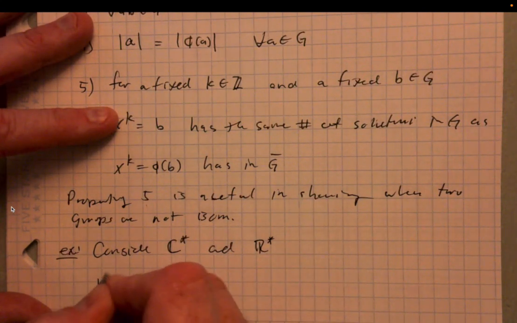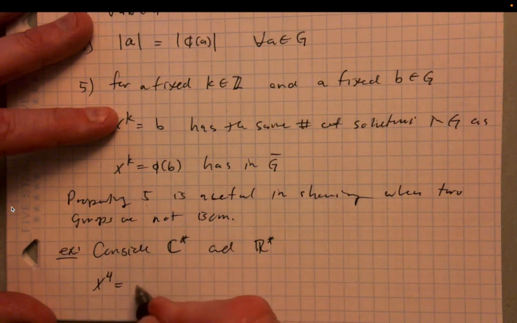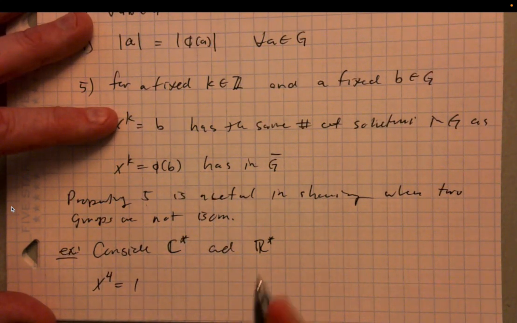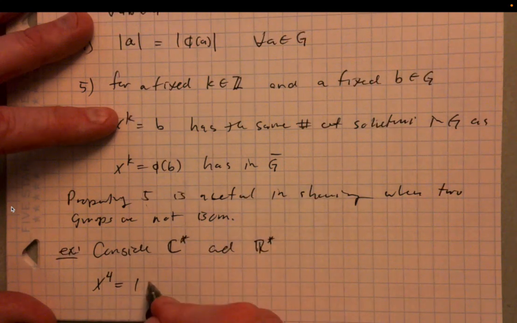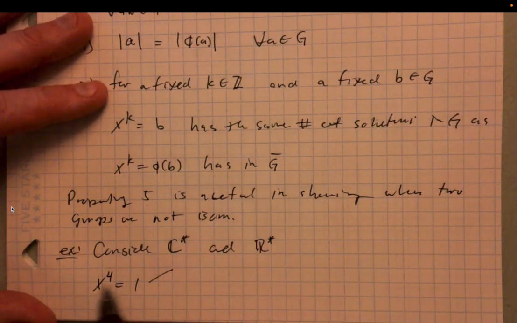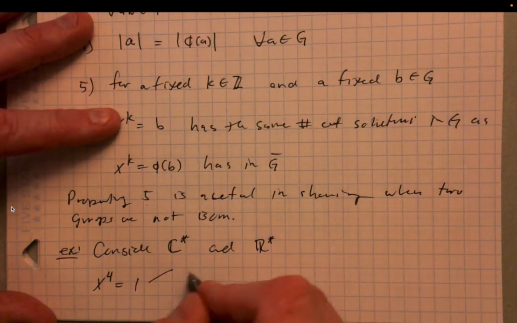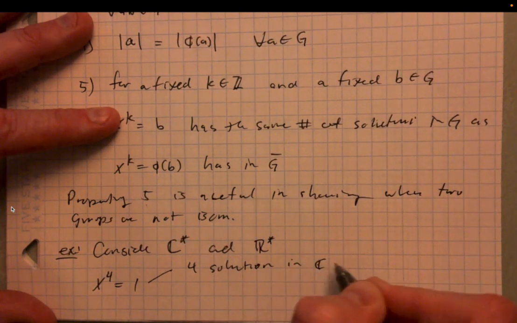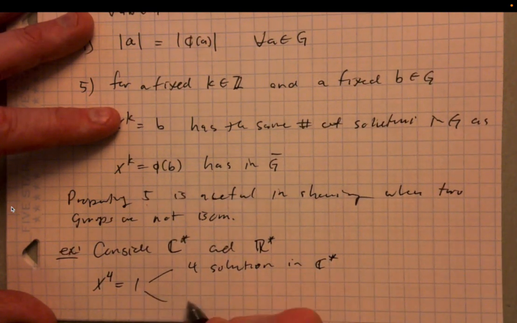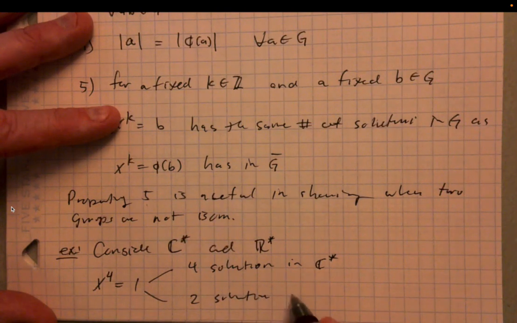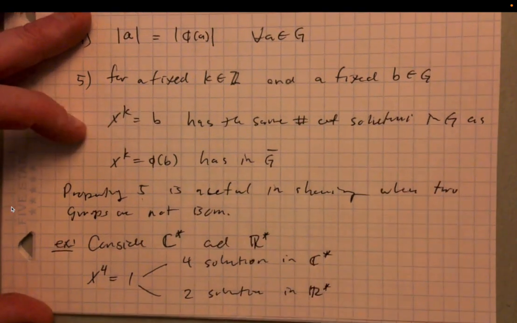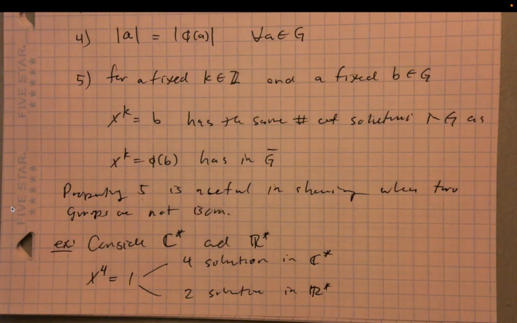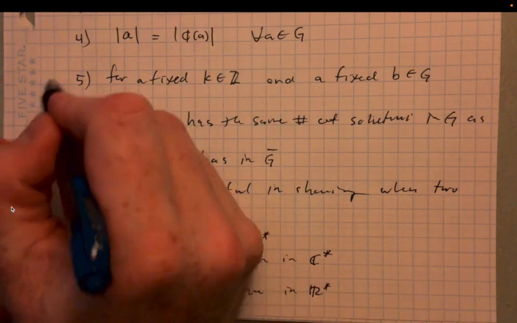But if you think about x to the 4th equals 1 as an equation, how many solutions does this have in the complex number system? 4 solutions in C. This has 2 solutions in R. Okay, so this is a counterexample of this property 5 up here.